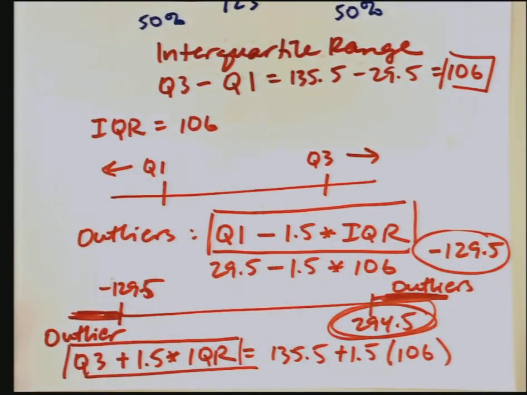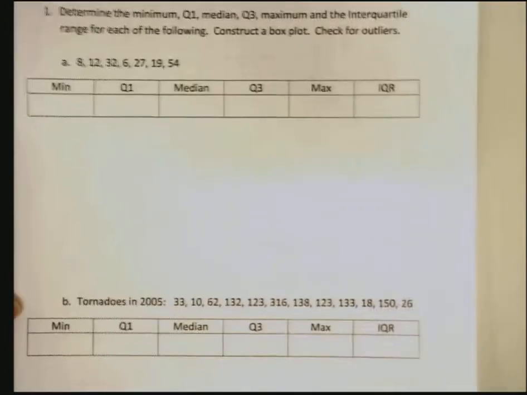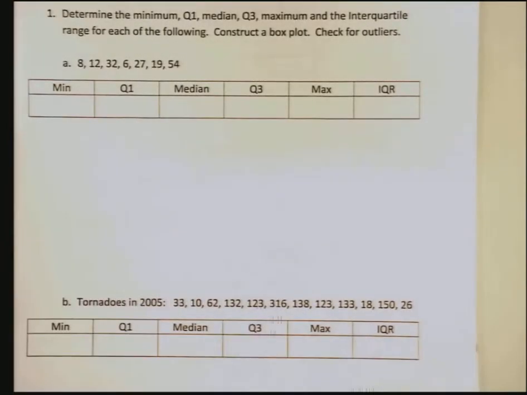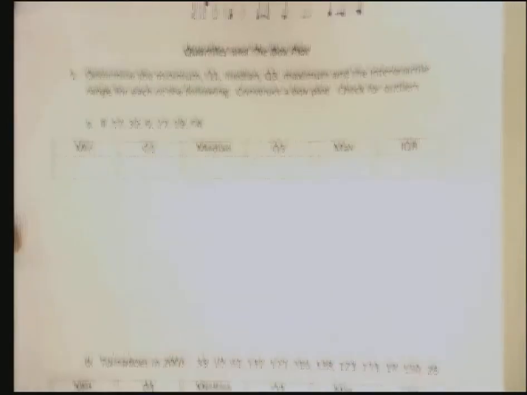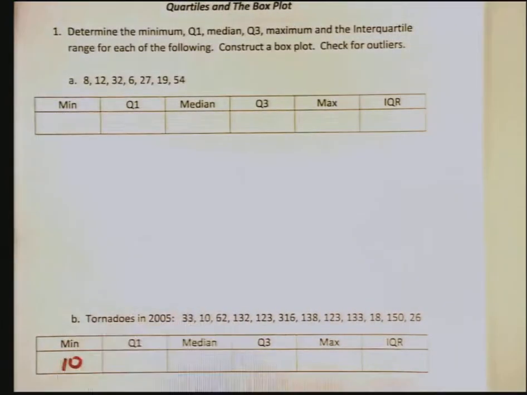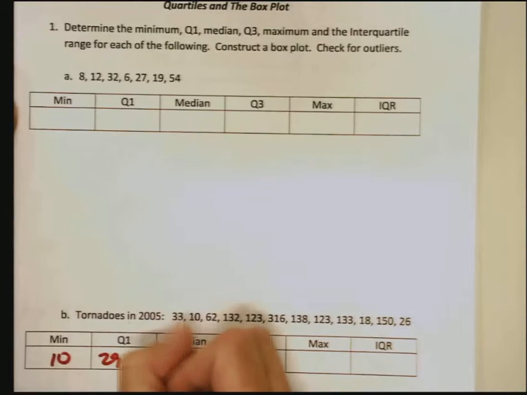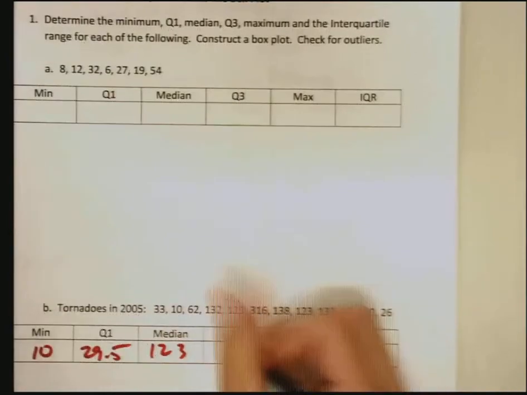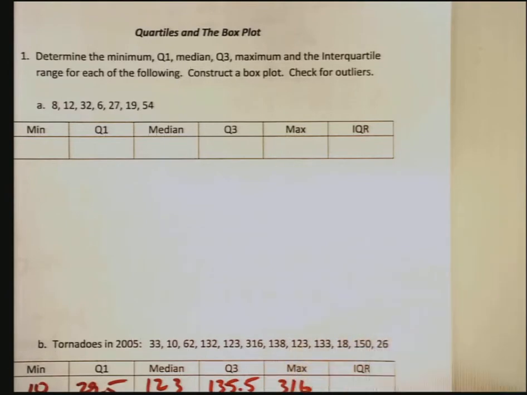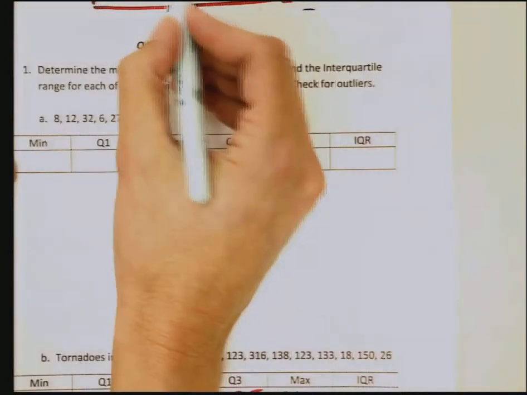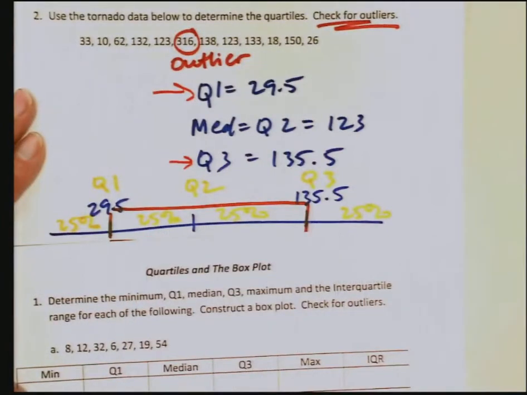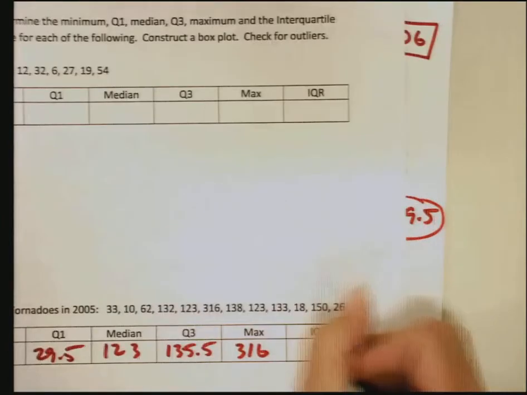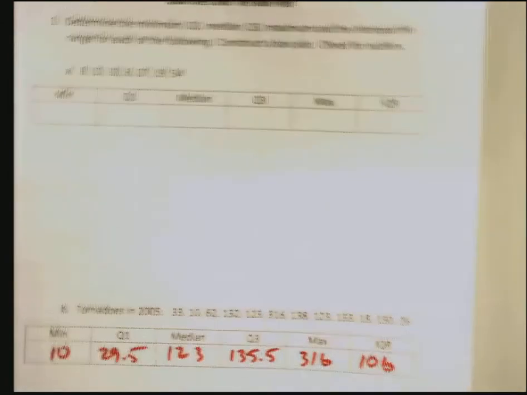Let's do another. If you look at your next page here, Quartiles and the Boxplot, we just finished one part B. So let's write our values in for one part B. The minimum was 10. Quartile 1 was 29.5. The median is 123. Quartile 3 was 135.5. The maximum was that 316. And the interquartile range, quartile 3 minus quartile 1, was 106. So that finished part B for us.